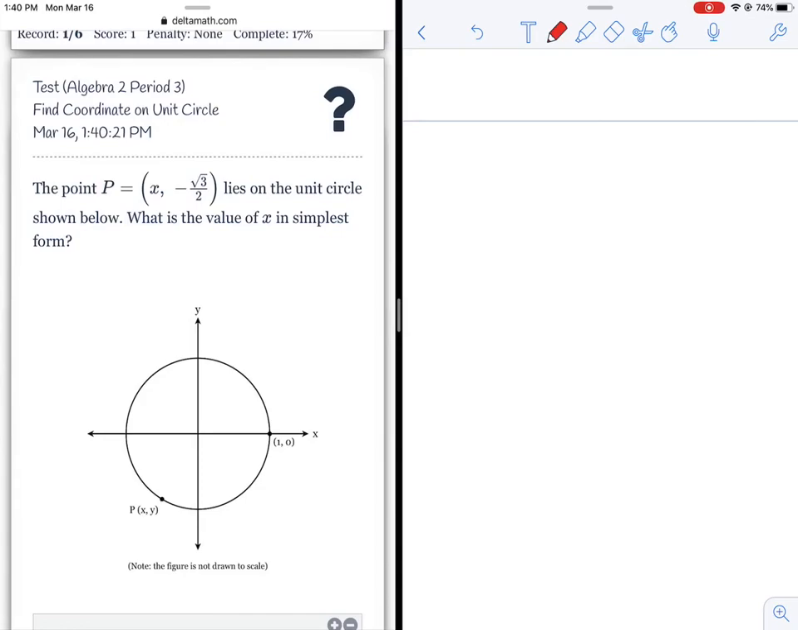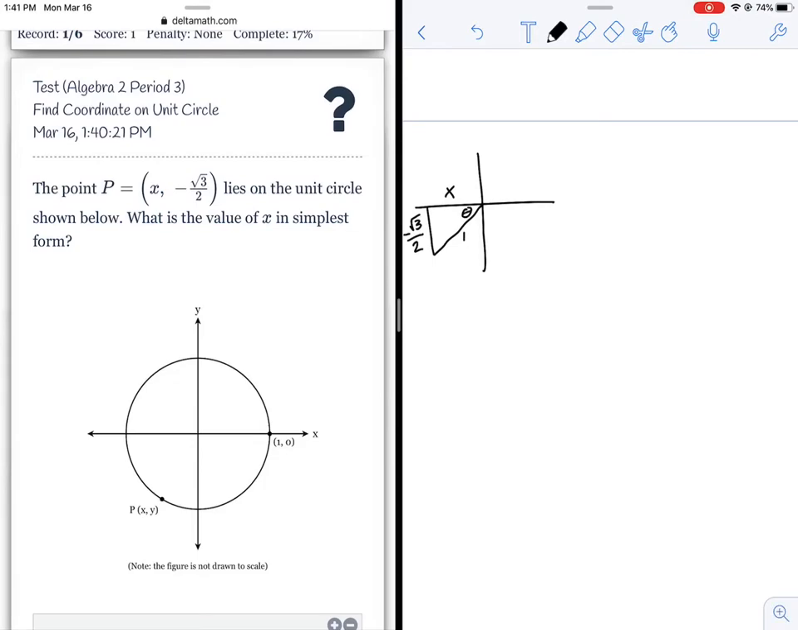Point P is x, negative radical 3/2, and it lies on the unit circle shown below, which is in quadrant 3 in this case. What is the value of x in simplest form? Again, my first step, I like to draw my axes and sketch out what this triangle is going to look like in this quadrant. I know that I'm looking for this x value and that this y value is negative radical 3/2. Again, it's on the unit circle. Since they give you that phrase on the unit circle, your radius of the circle, or your hypotenuse in this case, is going to be 1.